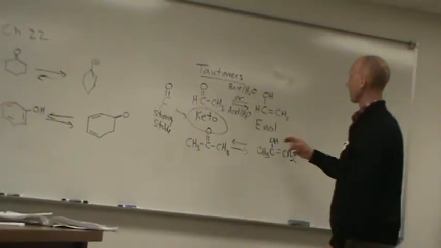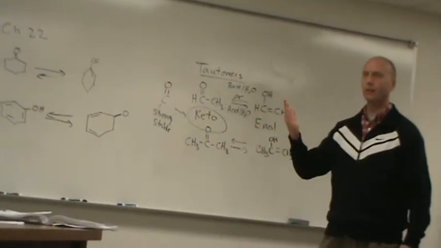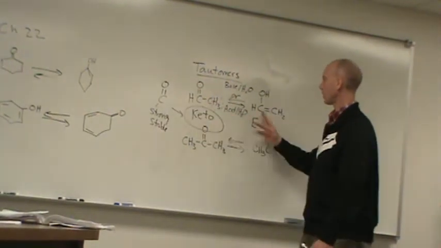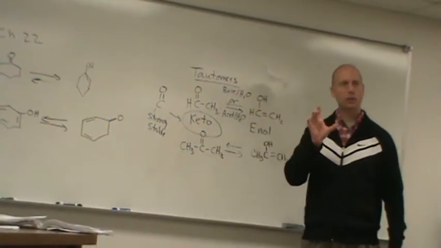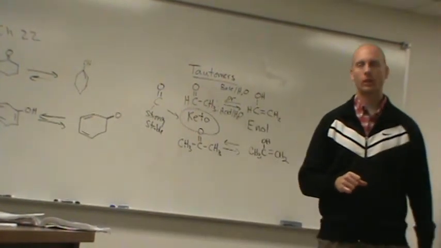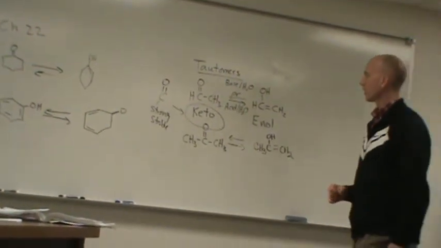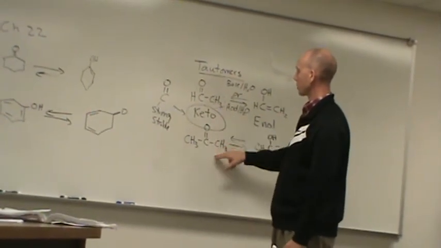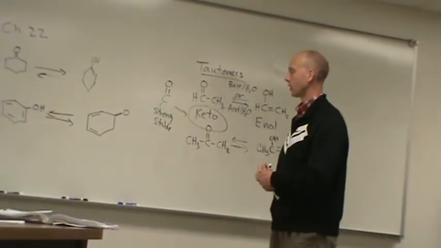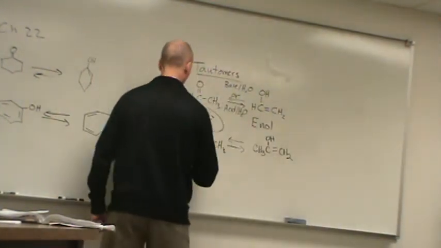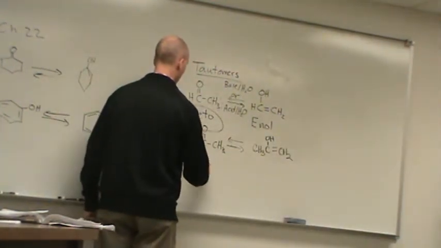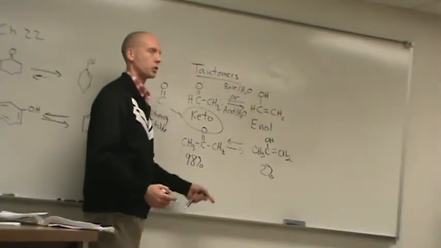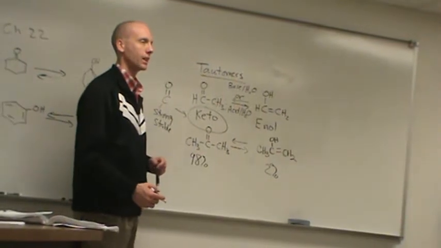Remember, it's stronger than the carbon-carbon double bond. Remember, it had the IR frequency of what? 1700. Carbon-carbon 1600. So it was a little bit stronger. So the keto exists more in solution than the enol. Typically, you're looking at around 98% to 2%, so very, very tiny amount of the enol.